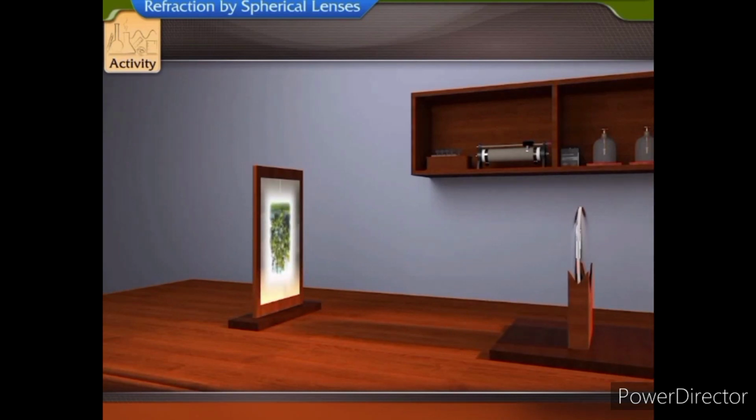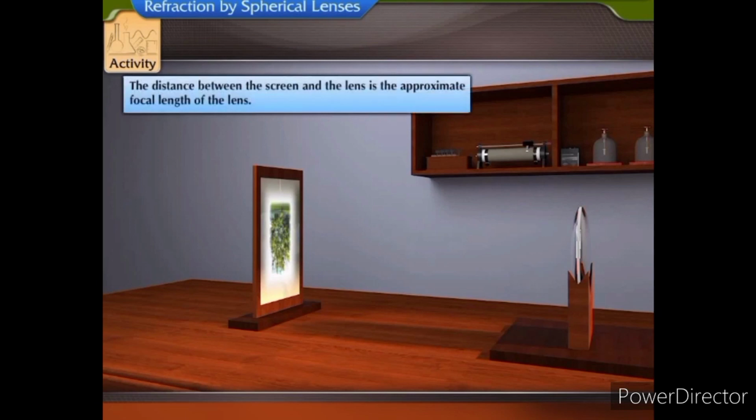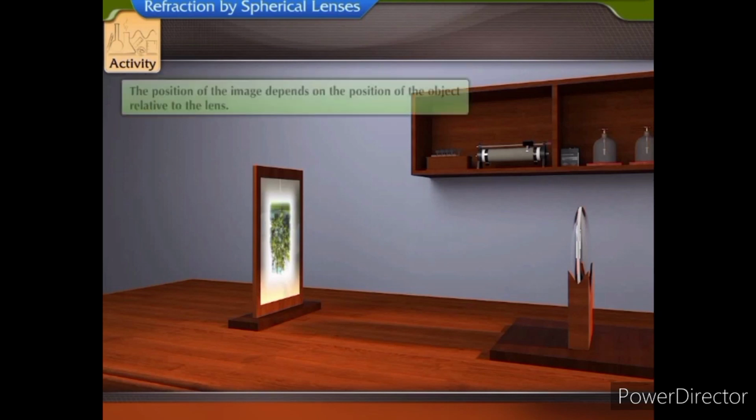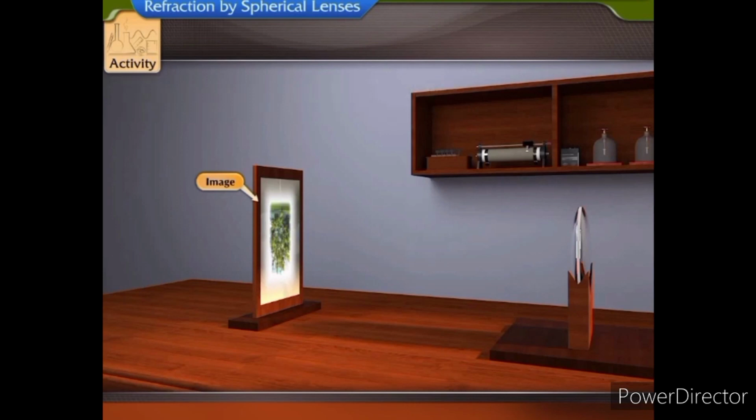The rays falling on the lens coming from a distant object converge after going through the lens. Hence, the distance between the screen and the lens is the approximate focal length of the lens. The position of the image depends on the position of the object relative to the lens. Let us study position, relative size, and the nature of images formed by a lens. Image formation by lenses. Image formation by convex lenses.